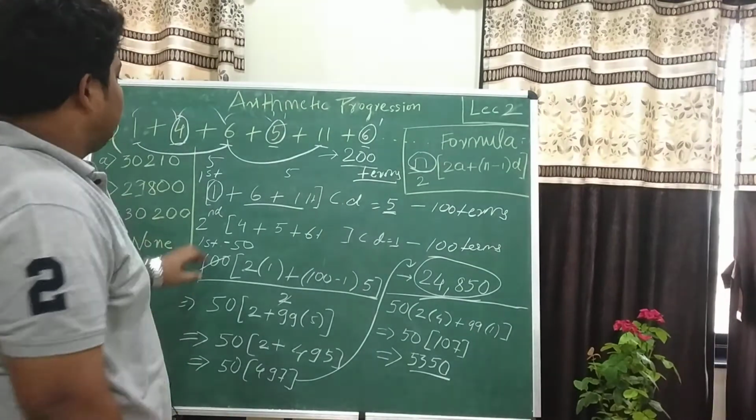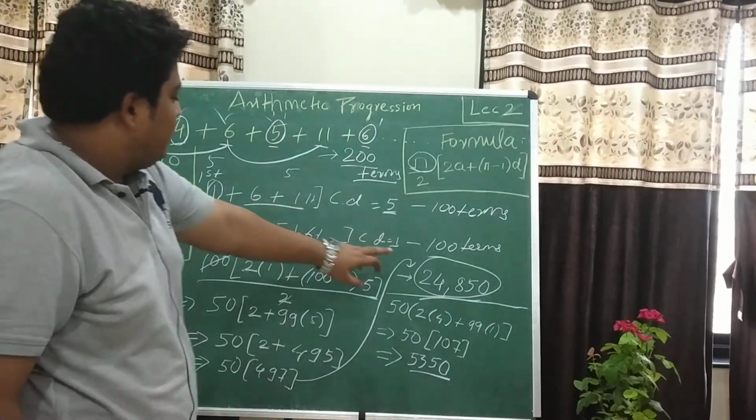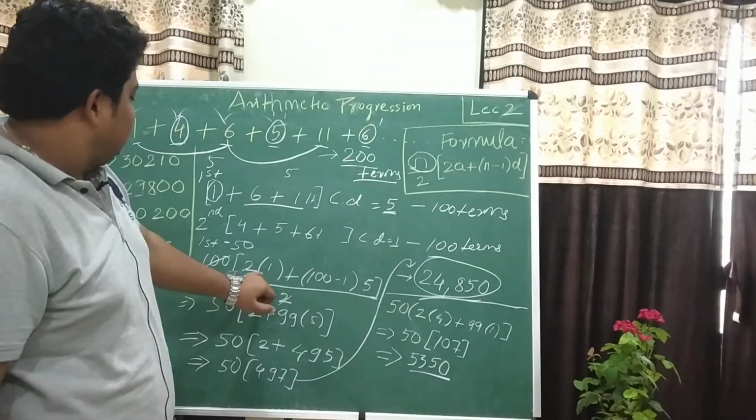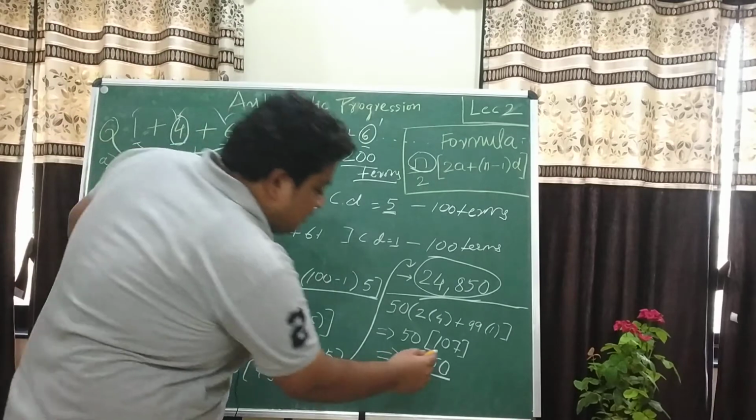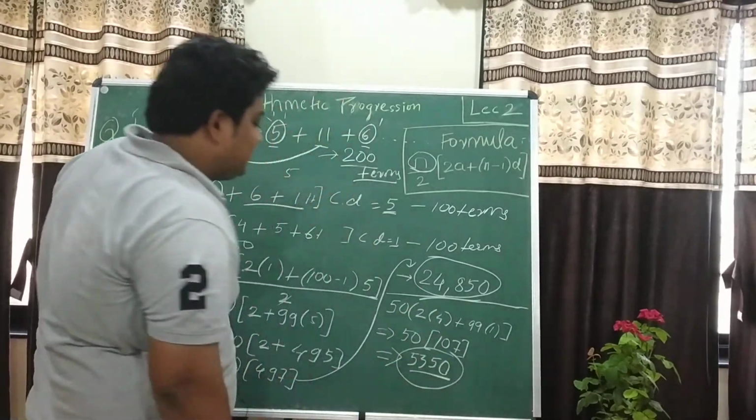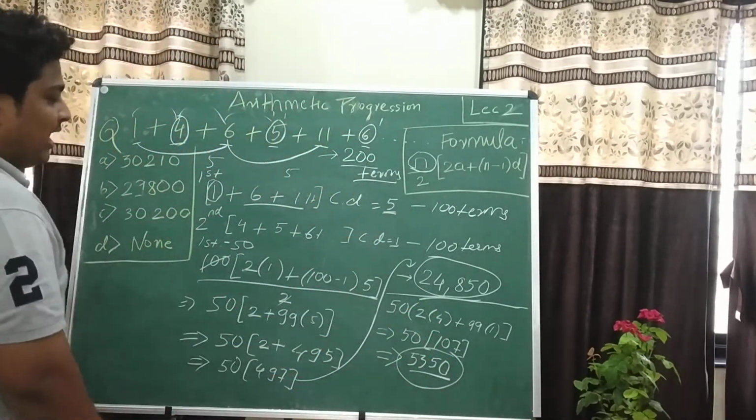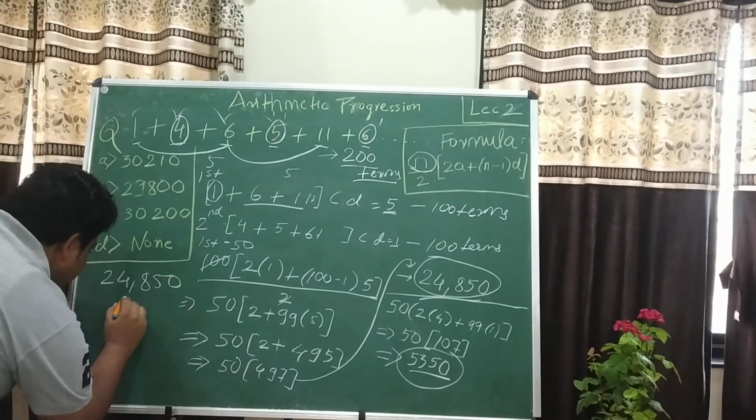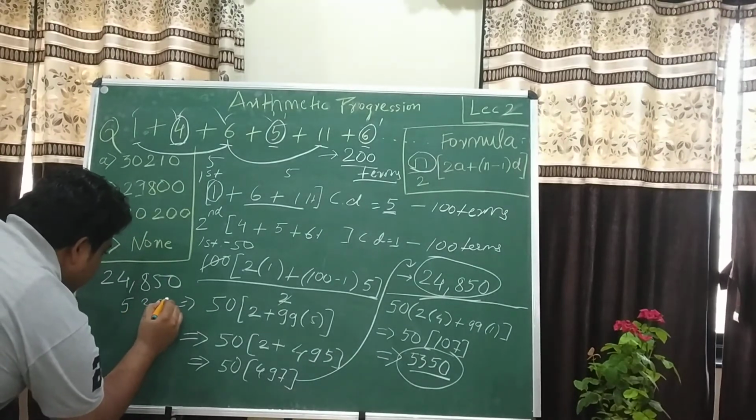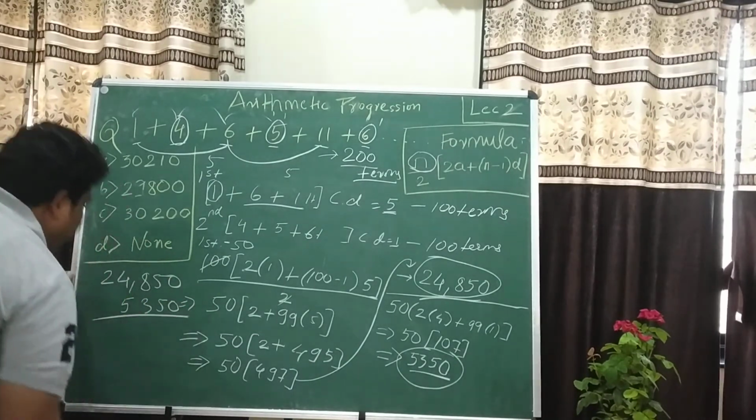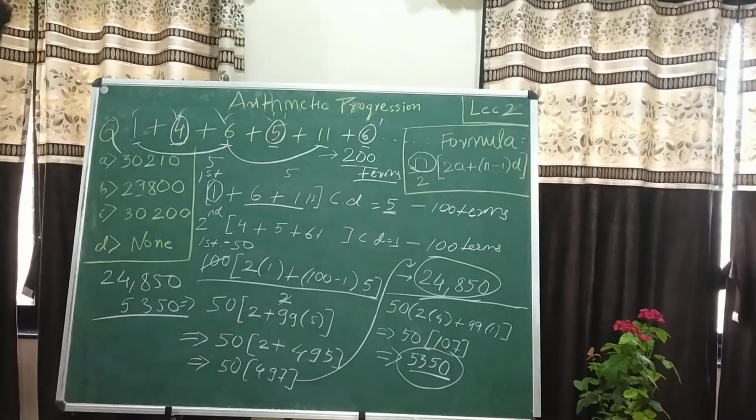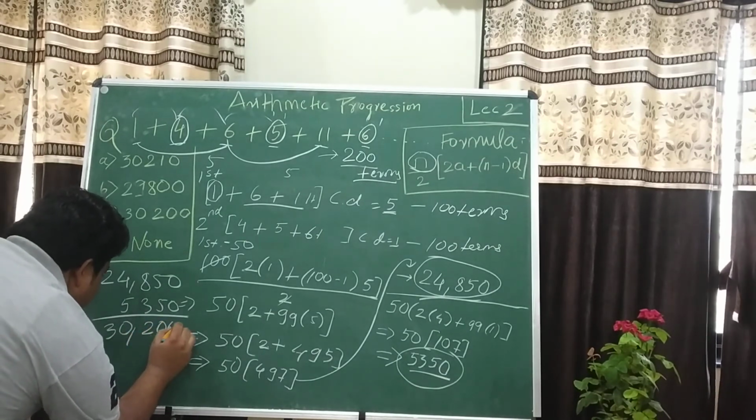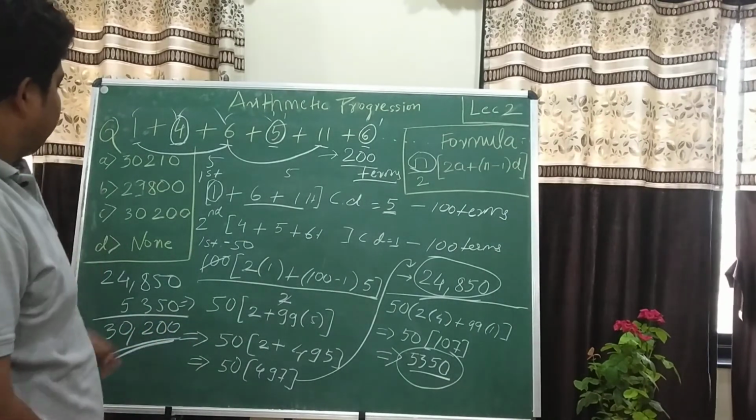Now we have got the sum of the first series till 100 terms as 24,850, and the sum of 100 terms with common difference of 1 is 5350. So let's add these two numbers to get our final answer. 24,850 plus 5350. So this answer is 30,200. Thank you.